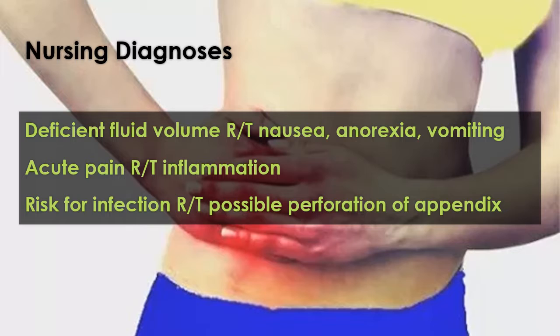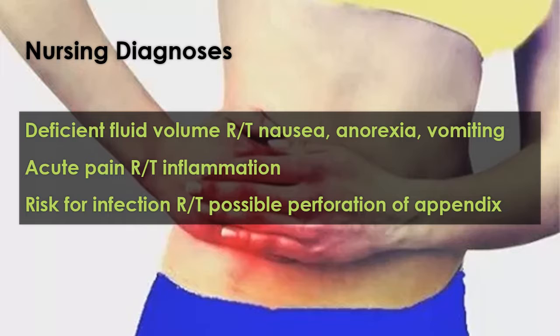Possible nursing diagnoses include: 1. Deficient fluid volume related to nausea, anorexia, and vomiting. Because the patient is losing so much fluid or not receiving adequate fluid intake, the fluid volume may become depleted.